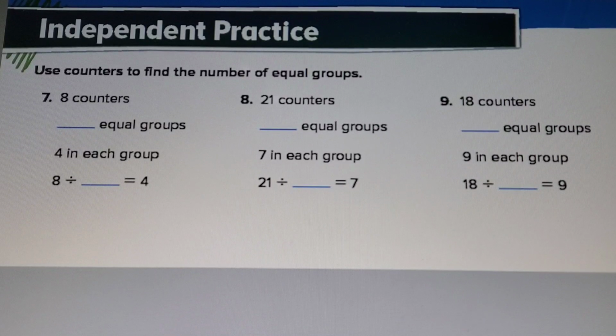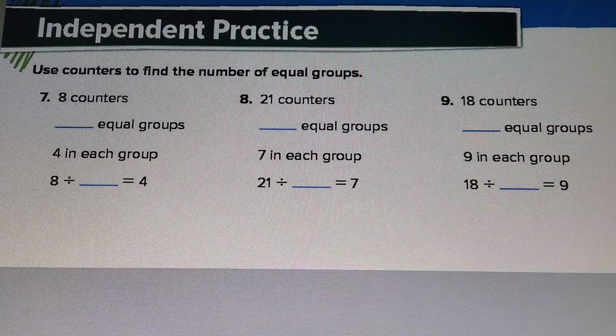On number 8, you'll have 21 counters. You'll put 7 in each group. So count out 7, put it in one group. Count out 7 more, put it in another group. Continue that way until you run out of counters. 21 divided by unknown number of groups equals 7.